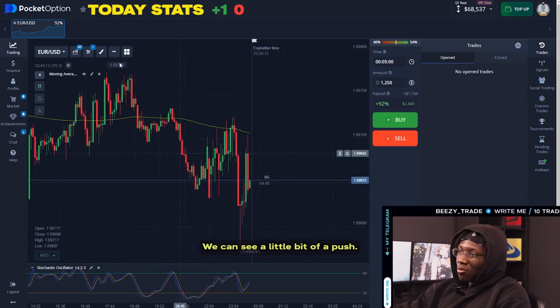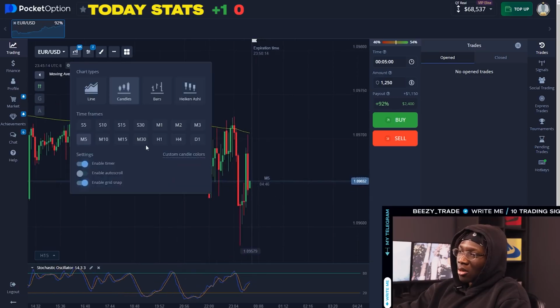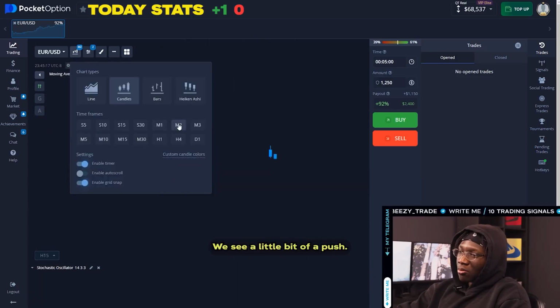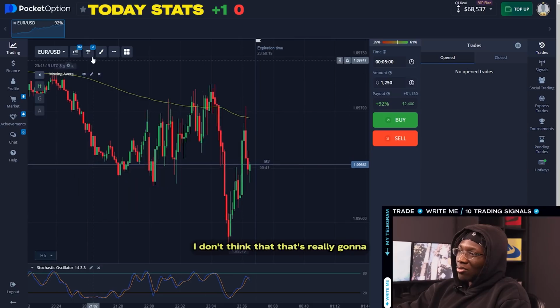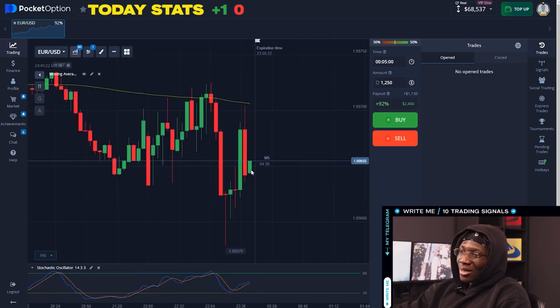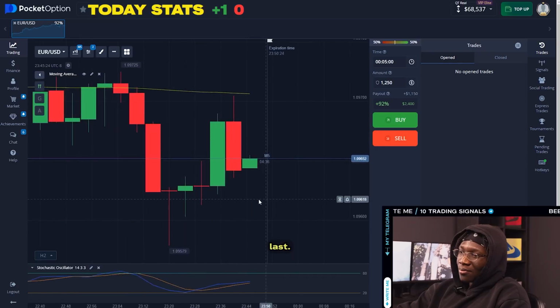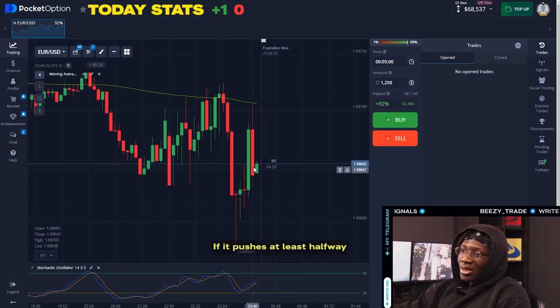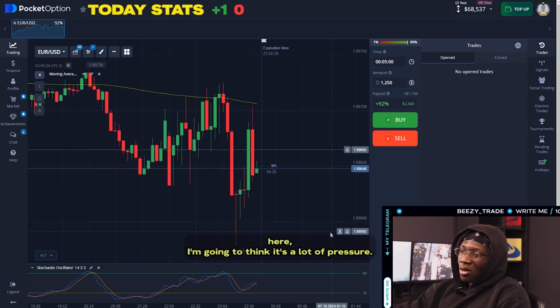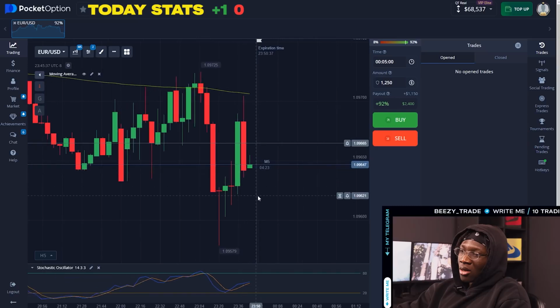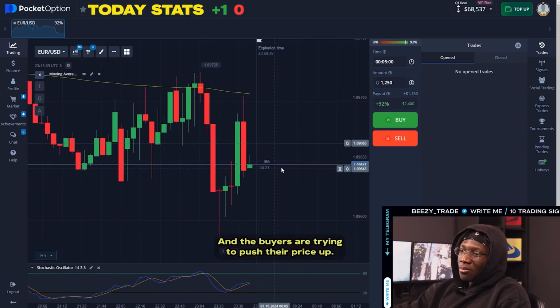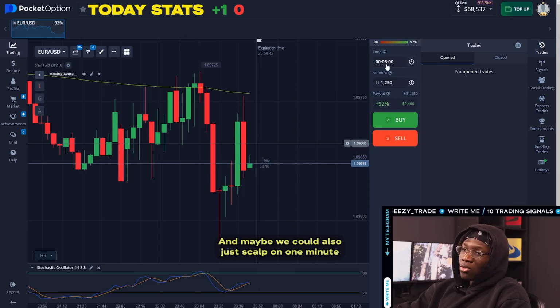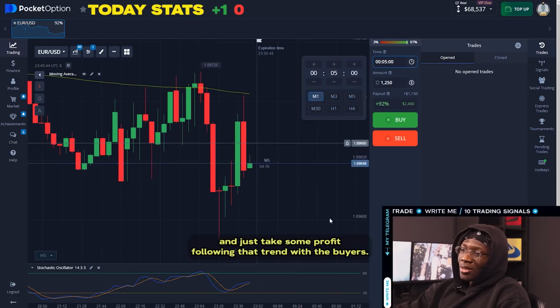Right here we can see a little bit of a push. I don't think that that's really gonna... If it pushes at least halfway here, I'm gonna think it's a lot of pressure, and the buyers are trying to push that price up. Maybe we could also just scalp on 1 minute and take some profit following that trend with the buyers.